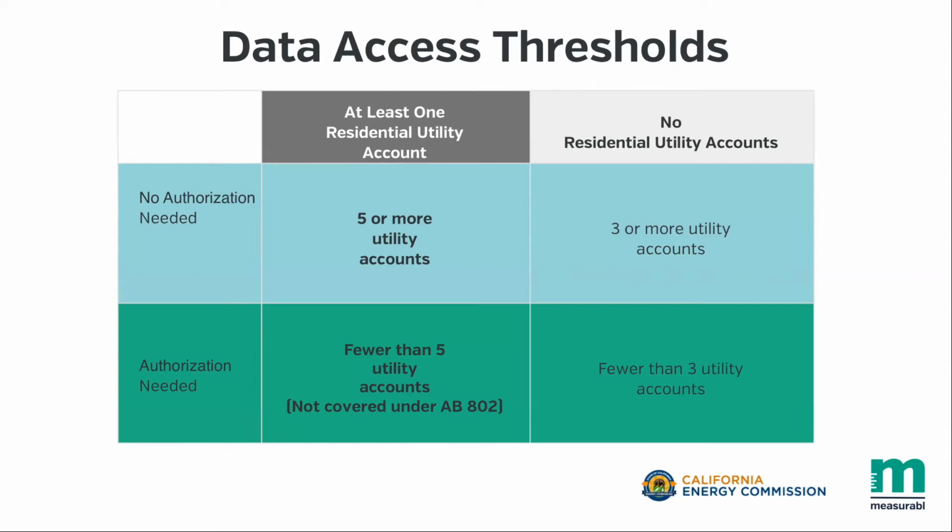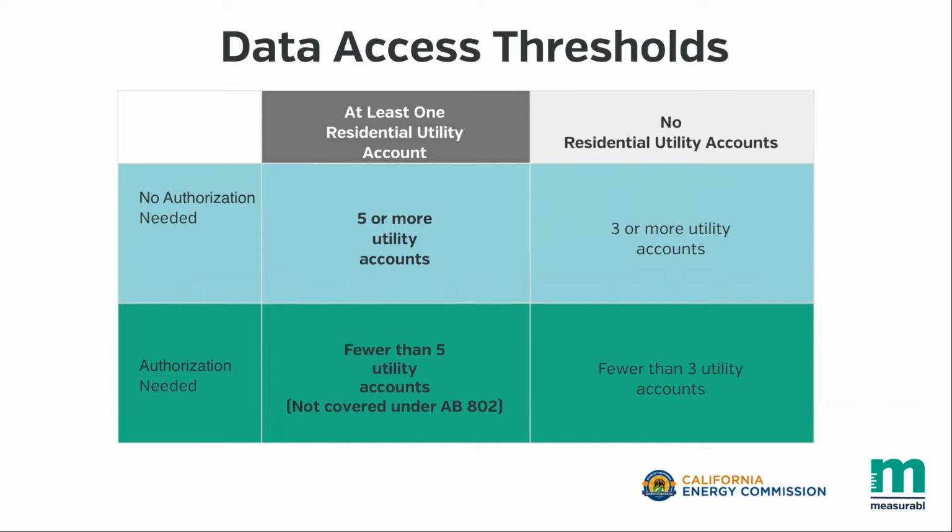So now we're going to take a graphical look at what we just talked about. We're going back to data access. This is where utilities are required to provide the data. And there are some account thresholds here. We're going to talk about disclosable buildings later, but this is for data access, starting in the right-hand column. Buildings with no residential utility accounts. There are 2 cases. If there are 3 or more utility accounts serving the building, and again, we're looking at postal addresses or number of tenants or customers as a proxy for that, the utility is required to provide data with no customer permission required.